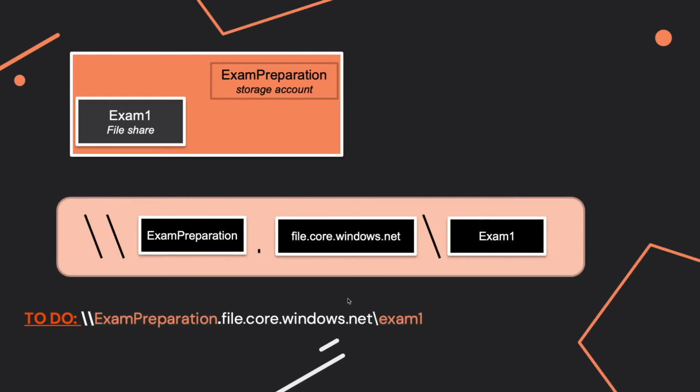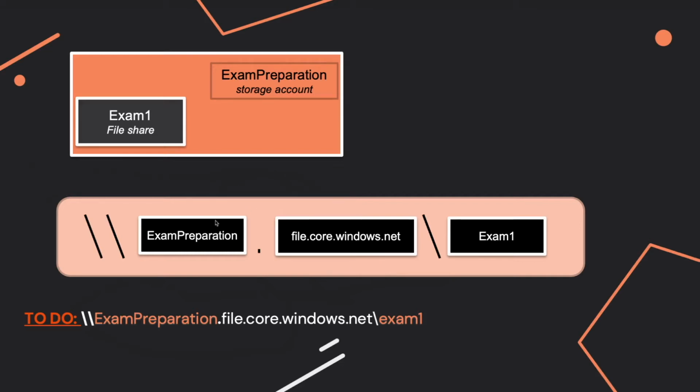So if we go to the next slide, we have the complete path: exam preparation.file.core.windows.net/exam1. And I'm going to start with this slot. Actually, because you are required to use a UNC path, then you have to mount the Azure file share with File Explorer. And so the UNC path format is this one.